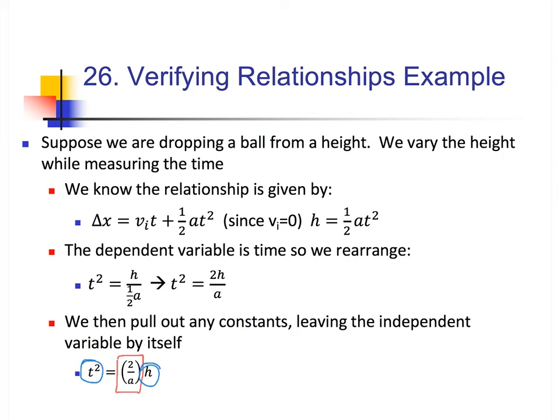Now there could be a y-intercept here or an extra number here. We don't have that in this case, but if you had that, that would also be okay. But you want to get the dependent variable by itself on one side, and then pull out any constants from your independent variable to isolate that.